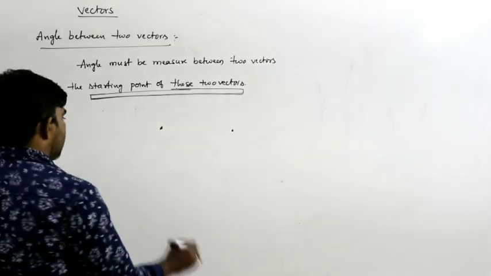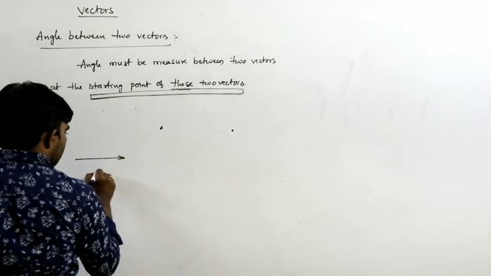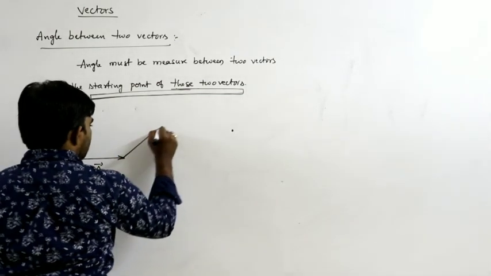So how can you find out the angle? Let us say this is A bar and let us say this is B bar.